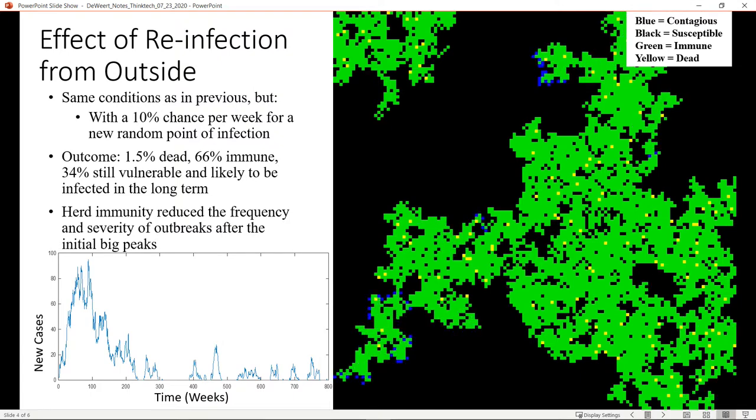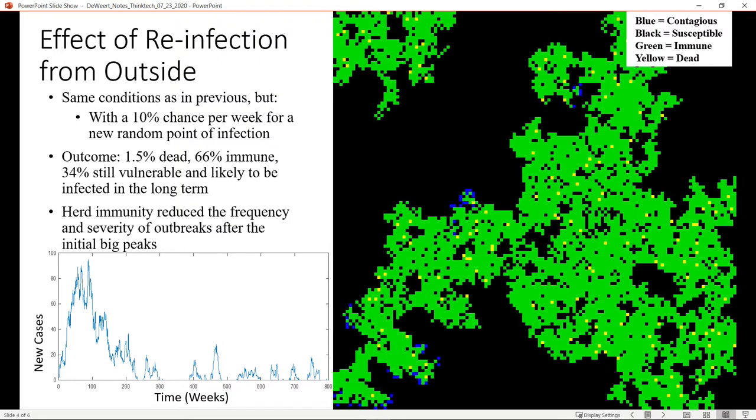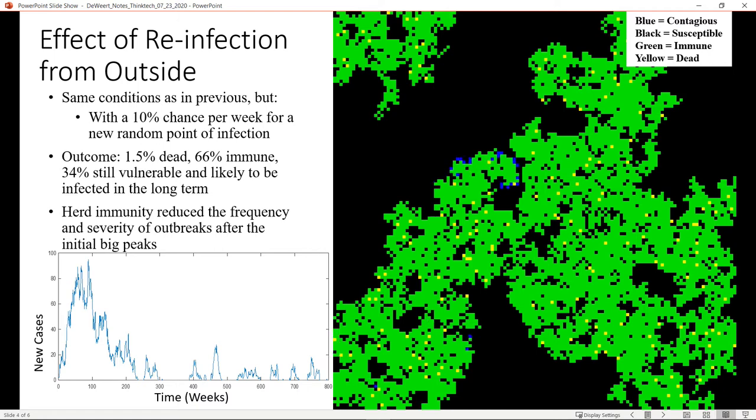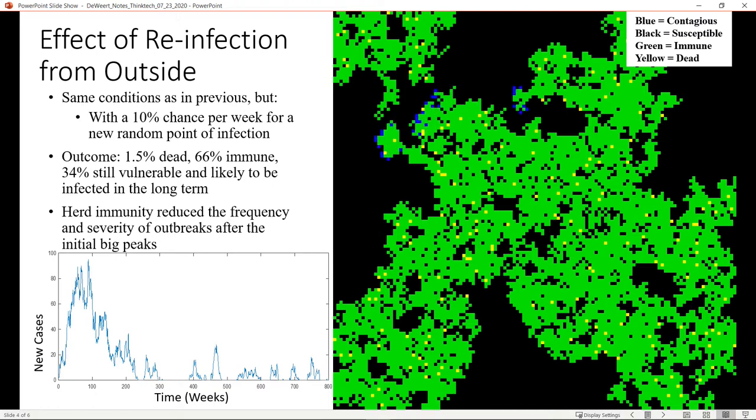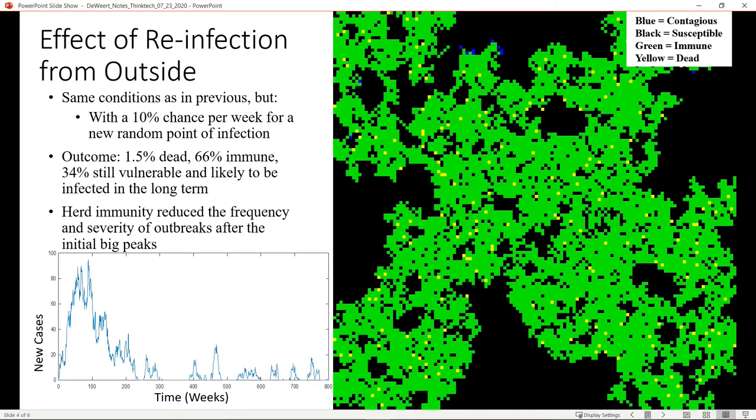What's going to happen is that you'll see black voids where people have not been infected yet. The infected people either die or become immune. Immunity is permanent in this simulation. And as you bring in infected people from outside occasionally, you'll start to see those voids fill in, which means that nobody is really safe if you have these external sources of infection.